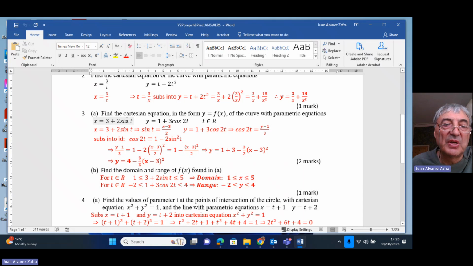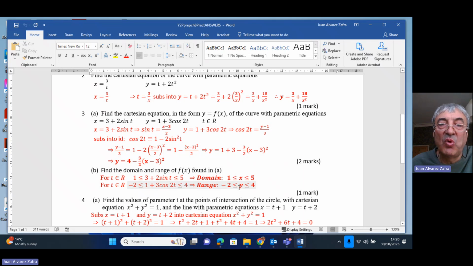x equals 3 plus 2 sine t. We know that sine of t has a maximum value of 1 and a minimum value of -1. So sine of t varies between -1 and 1. So 2 sine of t will vary between -2 and 2. So when we add 3, the whole thing will vary between 1 and 5. Okay, so that is the domain that we've been required because it's the interval of values that x can take.